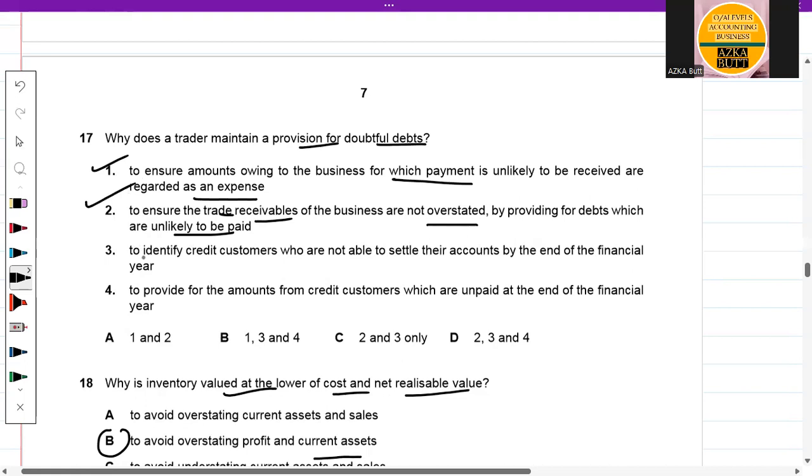This is also right. To identify correct customer. Okay, so we know that provision for doubtful debt is not used for identifying any customer, so this is not right. To provide for the amounts from credit customers which are unpaid at the end of the financial year, no, it's not right. We basically prepare this before the ending year. So 1 and 2 are right. So A option is the right option.